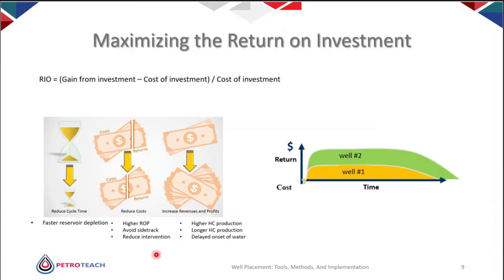Well placement improves both the long-term and short-term performance of a well. These are some of the benefits associated with a successful well placement. In a case of successful well placement, we can ensure that we deplete the reservoir faster because the well has been placed in the best part of the reservoir. When you place your well in the best part of the reservoir, it is most probably in the most porous zone, so you'll get a higher RP. The higher the RP, the lower the costs. You can avoid sidetracks, and there is also a chance of reduction of intervention. So all these are linked to the reduction of costs. And finally, by a successful well placement, you can ensure that you have a higher and longer hydrocarbon production and delayed onset of water. So these are all short-term and long-term effects that well placement can have on a successful well.